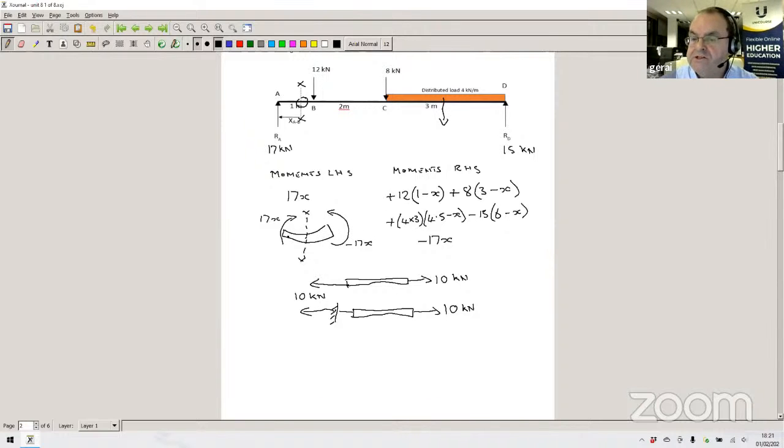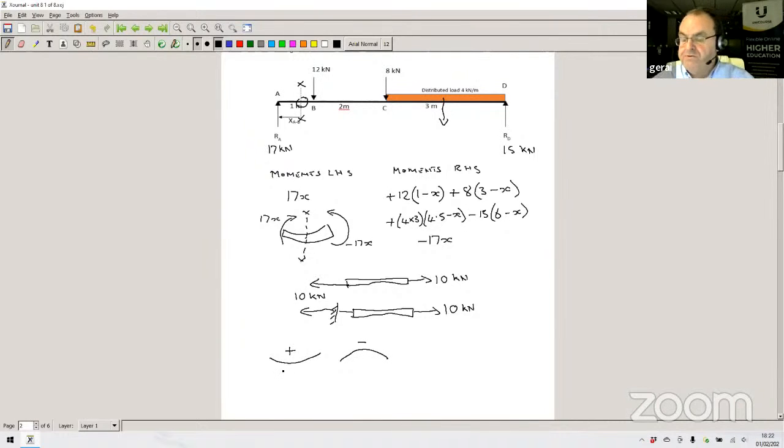Because this is sagging, the sign convention is to use positive. That's a positive bending moment. So if we have a sagging beam, the bending moment is positive, and if we have a hogging beam, the sign convention is negative. That's something to bear in mind for the last assignment.